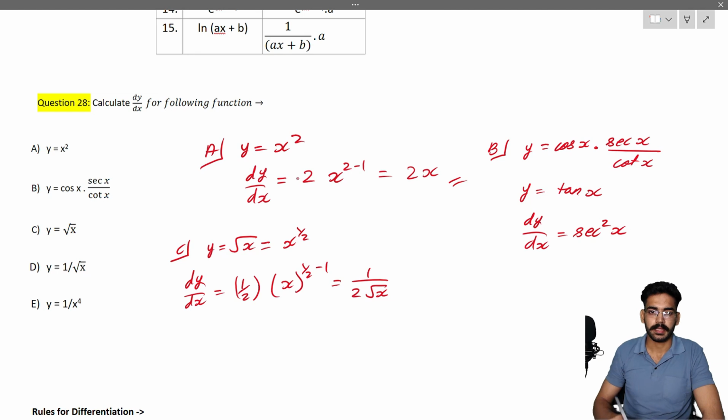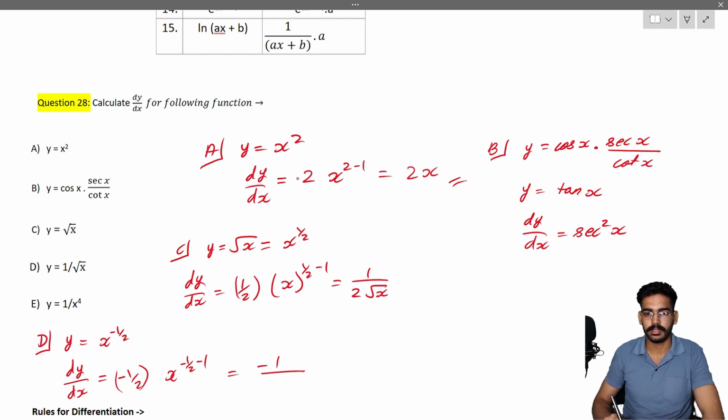Now let's solve part d. Part d is y equal to 1 by root x. 1 by root x I can write as x to the power minus half. So what will be dy by dx? It will be n, that is minus half, into x to the power n minus 1. So this came as minus 1 by 2 x root x, that is x to the power 3 by 2 in the denominator.